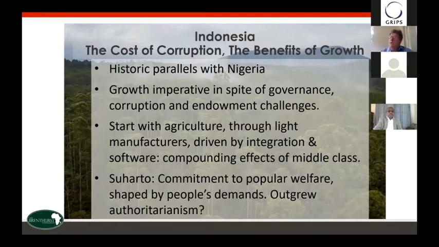But the interesting feature for me was perhaps slightly different, is that while people were willing to tolerate Suharto as long as things were going relatively well, when in a sense the country outgrew his brand of politics, and particularly the middle class concerns outgrew his authoritarianism, Indonesia transformed to a different system.